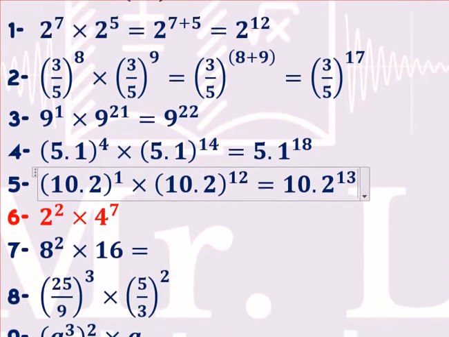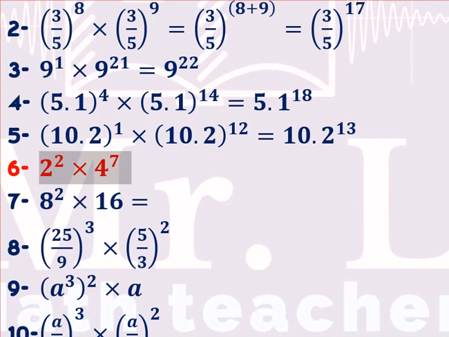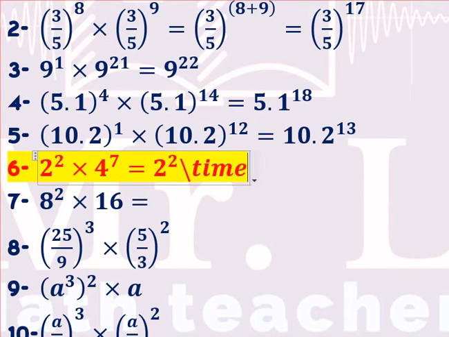Now number 6 is a bit different, because as you see here we have 2^2 and here we have 4^7. And as you see guys, I don't have the same base here. So to be able to solve this example, I'll try to change this product to have the same base. In fact guys, I can say that this is equal to 2^2 multiplied by (2^2) raised to the power 7.